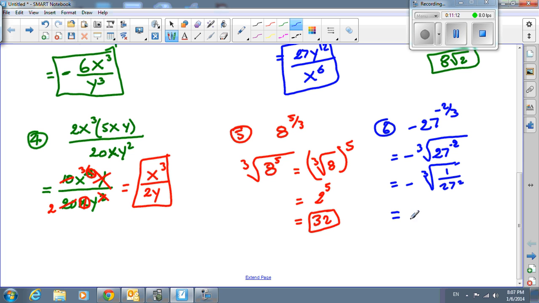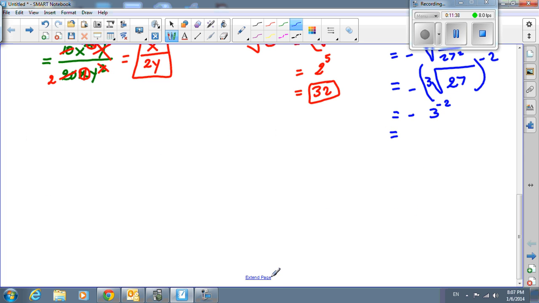Meaning, I could have done also negative the cubic root of 27, keep it as 27, and raise everything to the power of negative 2. That's another way. Now, the cubic root of 27, of course, is 3. With this negative, I will have, therefore, negative 3 to the power of negative 2. What's 3 squared? Obviously 9, but the negative exponent tells me to have, instead of 9, 1 over 9. But this negative remains.